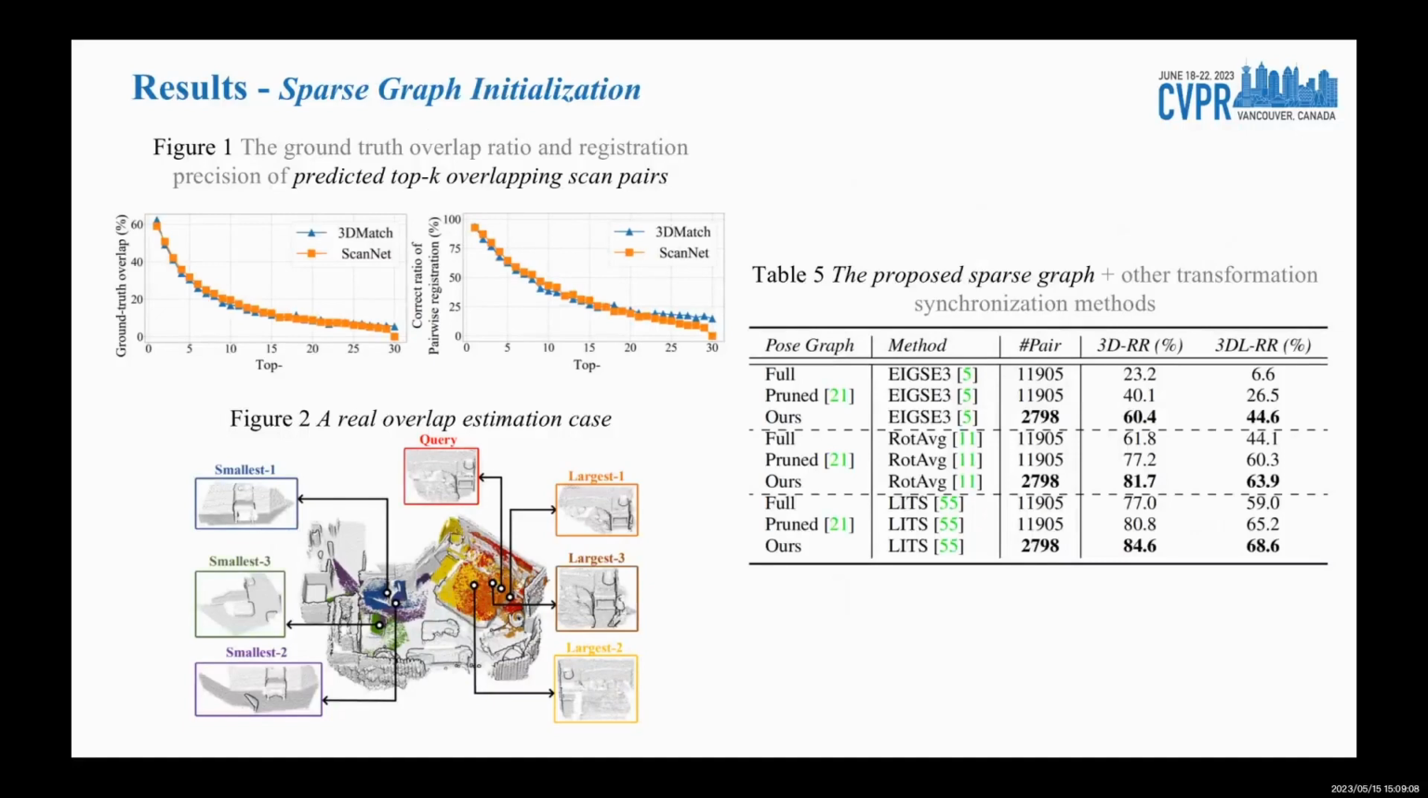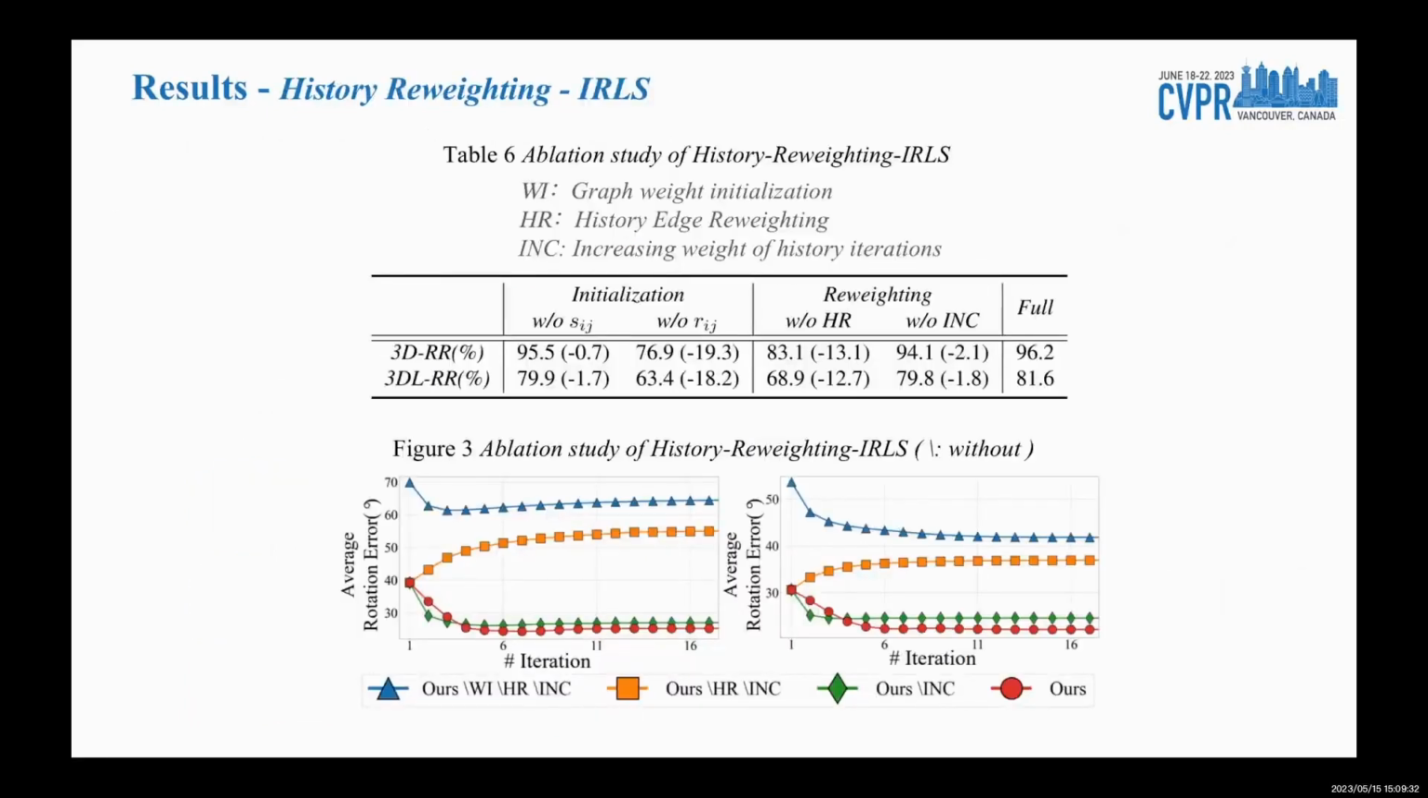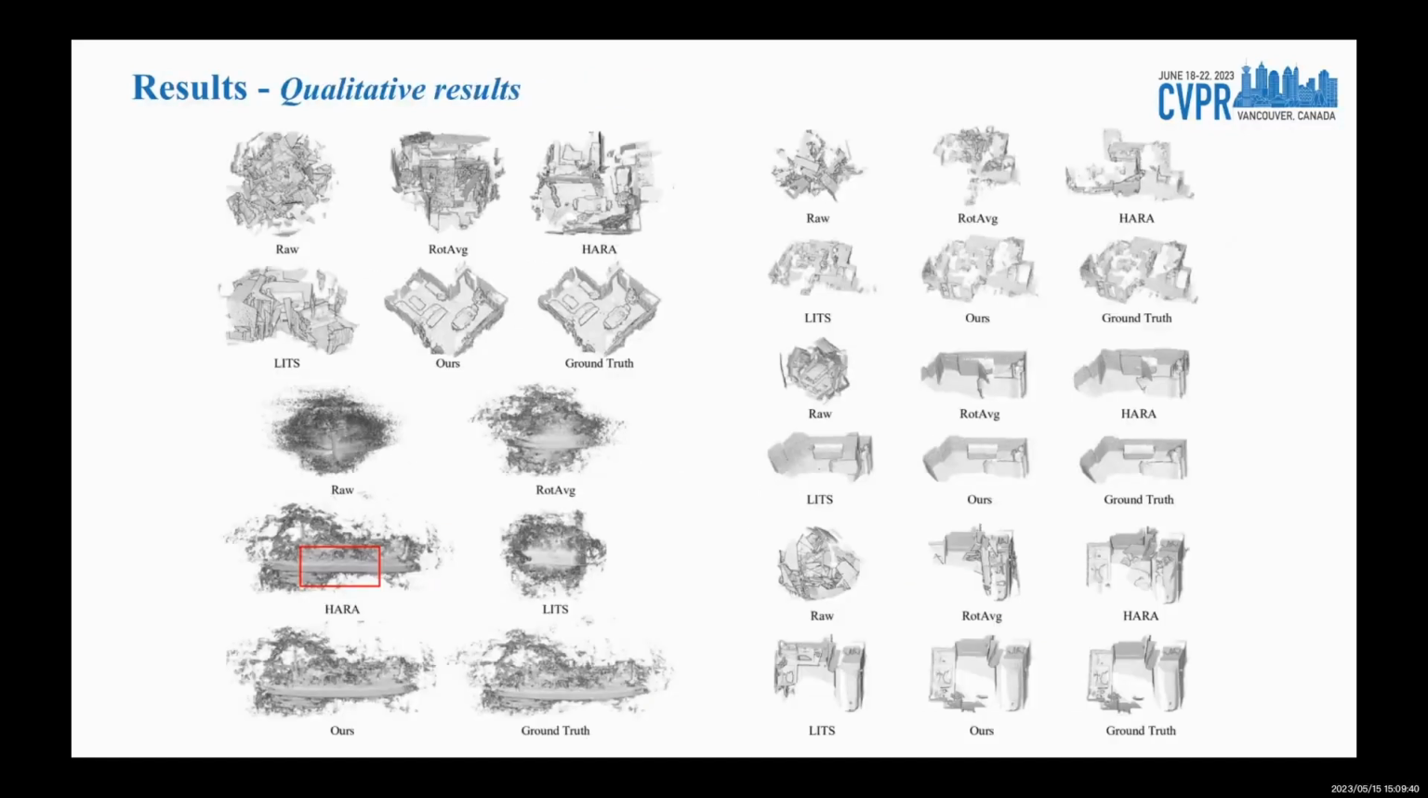Then, we conducted an analysis of the reliability of SGHR's overlap estimation, which showed that it is able to distinguish reliable point cloud pairs with high overlap. Additionally, for other multi-view registration algorithms, using SGHR's sparse pose graph can significantly improve the efficiency and accuracy of registration compared to using a dense pose graph. Regarding history reweighting IRLS, we conducted ablation experiments to verify the effectiveness of the proposed history reweighting function. Finally, we present some visual comparison results, where SGHR consistently achieves better registration performance.